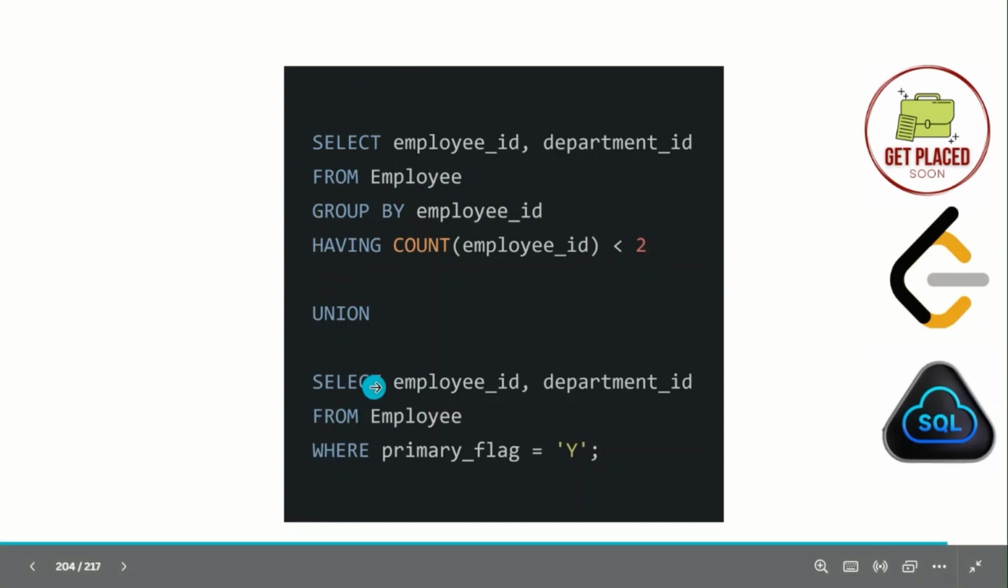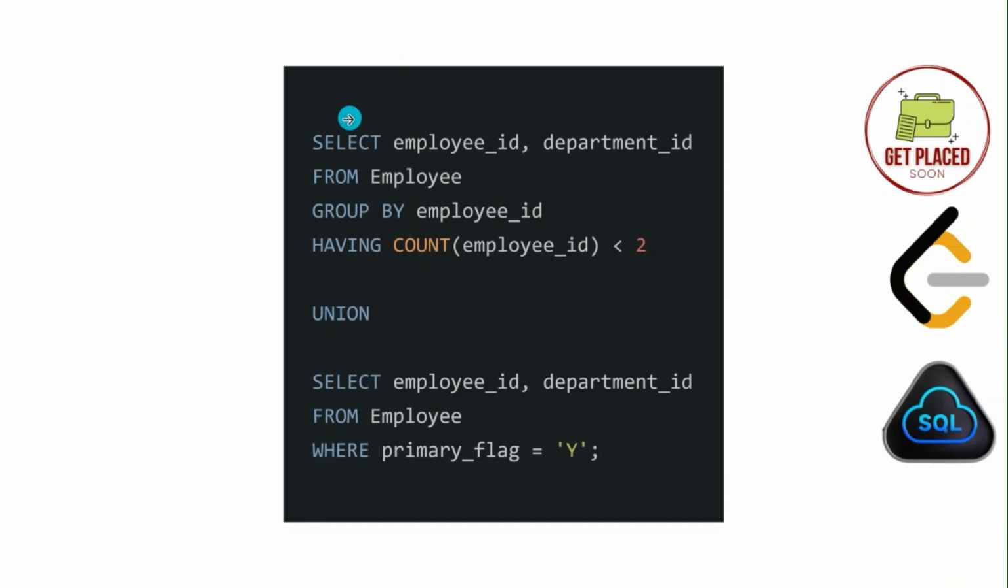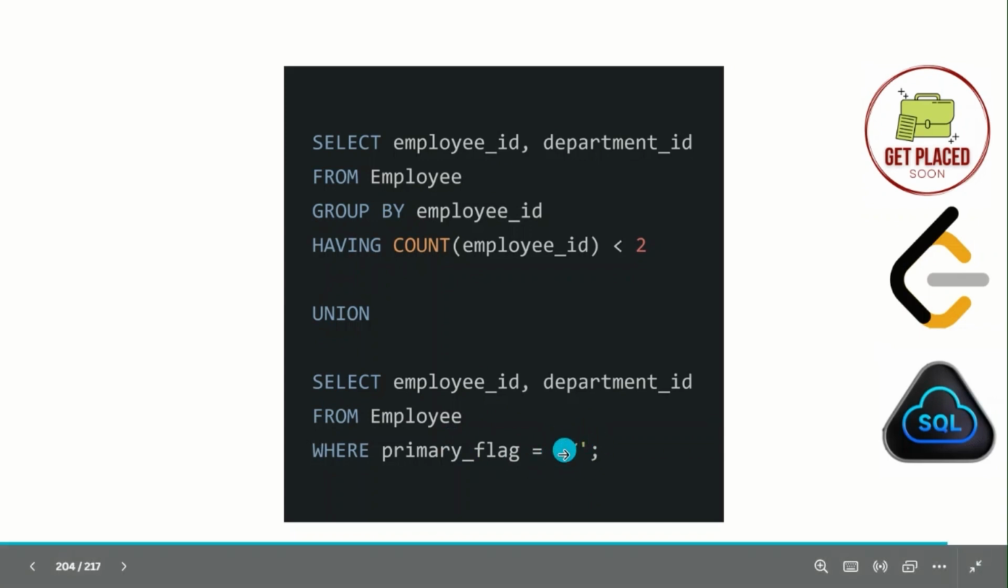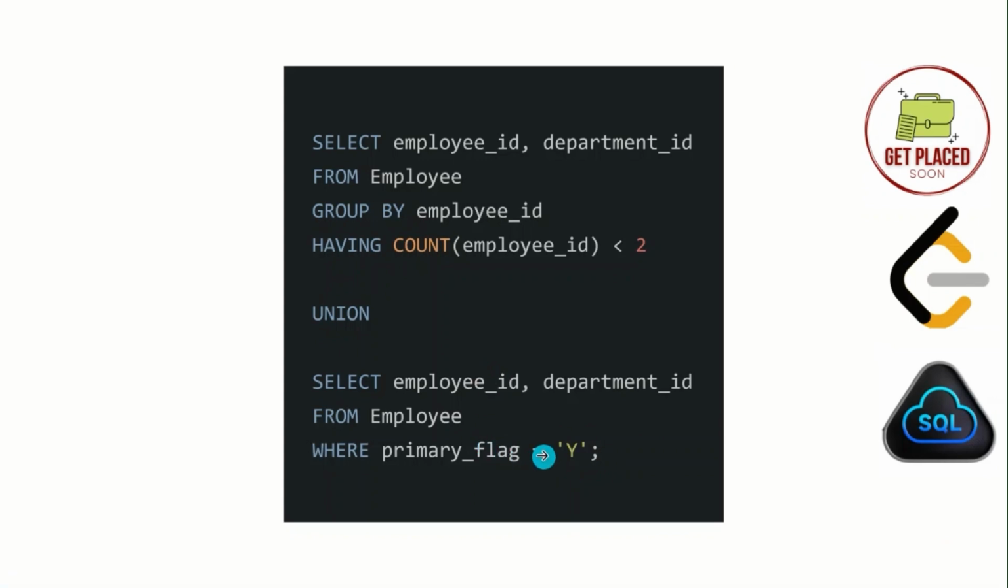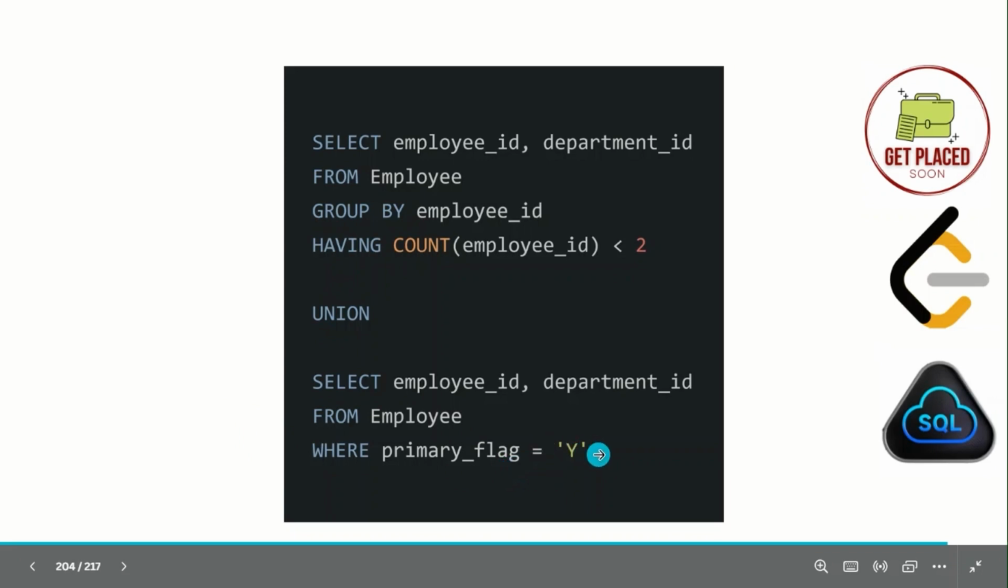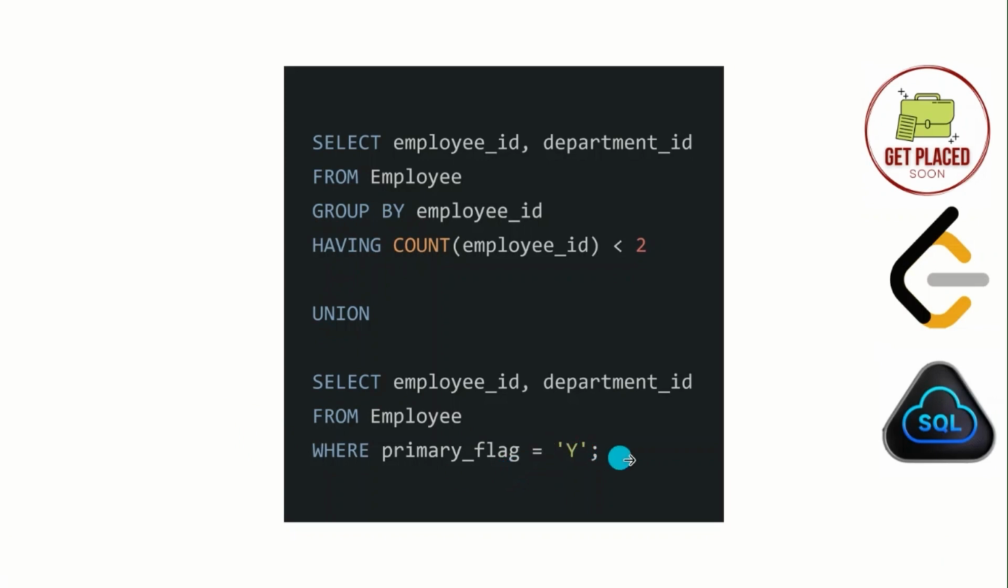And the second set we have here, whenever you are using union, it should have the same select columns, right? Employee ID, department ID from the table employee, where primary_flag equals Y. If the primary_flag equals Y, it means that for that particular employee, it is the primary department. So for that employee, the employee ID and department ID are retrieved. Here, for all the people who are working in multiple departments, we will check the primary flag Y and retrieve the primary department ID. So this is how we write this problem.